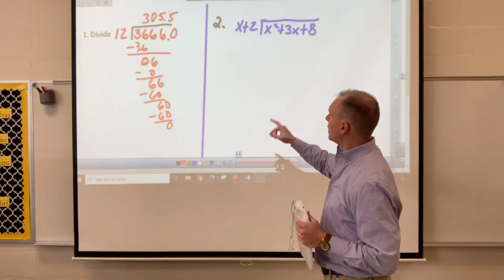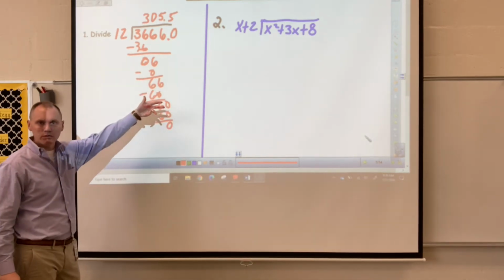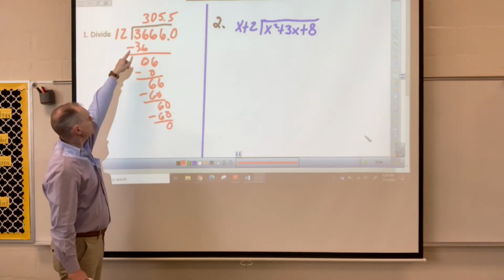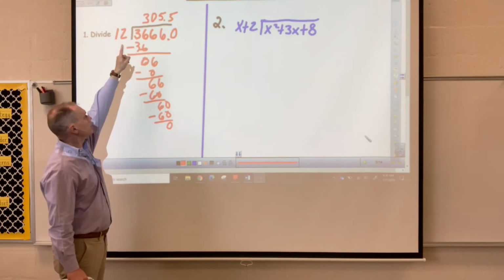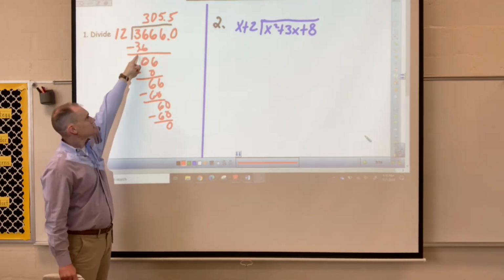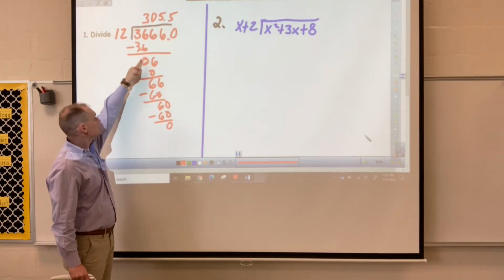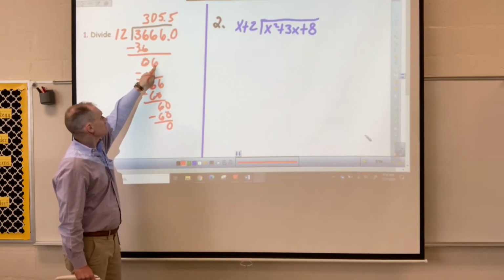So on the left here, we've kind of already done this a little bit, but just to recap what we do when we divide numbers. 12 goes into 36 3 times, so we wrote that at the top there. And then we take 3 and multiply it by the 12, so 3 times 12 is 36. And then we subtract the result, so 36 minus 36 is 0. And then we bring down the next number, so bring down that next 6.